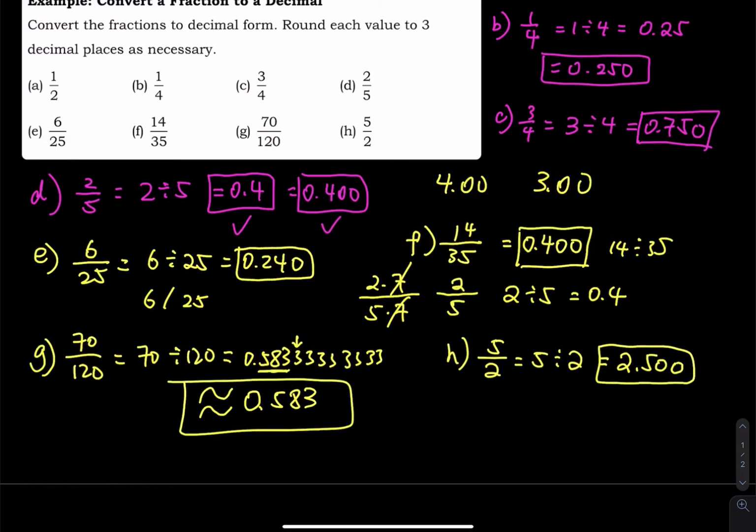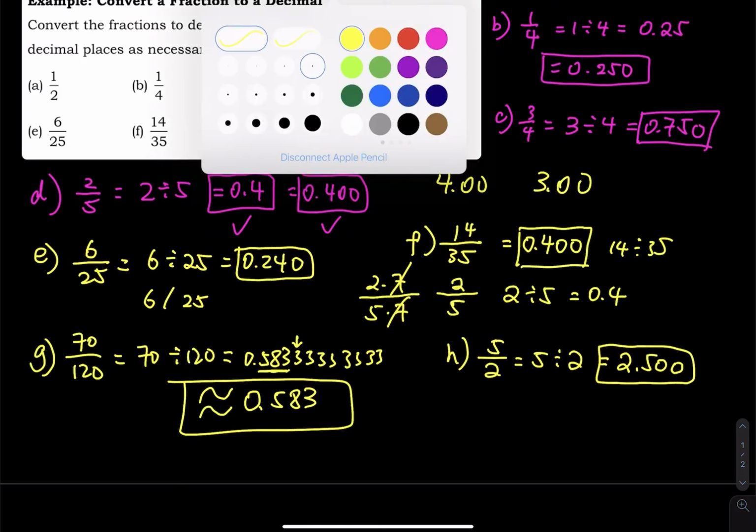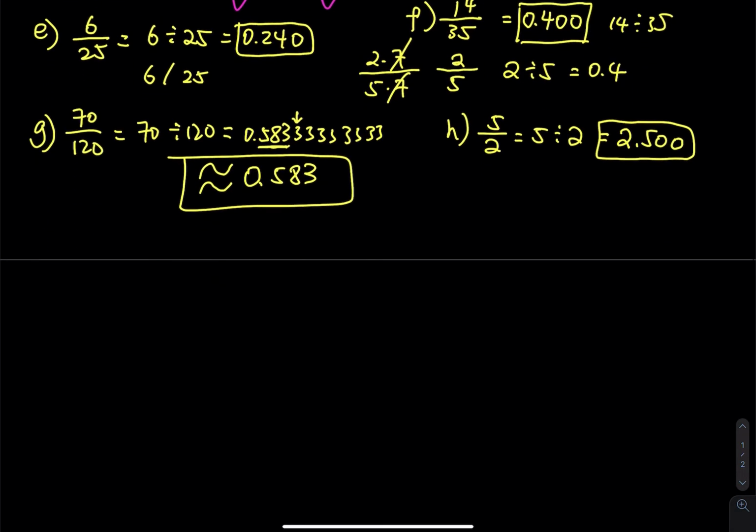All right, so that's how you convert a fraction to a decimal. Before we end this video, I also want to tell you that in statistics, sometimes you have to use a complex fraction. A complex fraction is simply a fraction divided by another fraction.